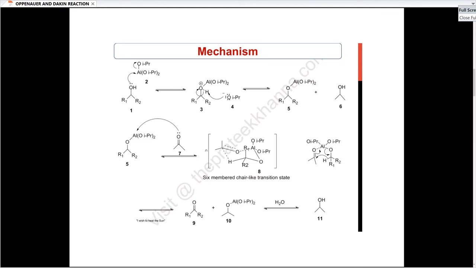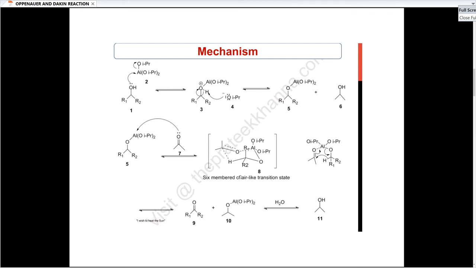Now let us see the mechanism of Oppenauer oxidation. The first step involves coordination of the secondary alcohol with aluminum. Aluminum, you know, is a Lewis acid. It has an empty orbital, which can accommodate a pair of electrons from the secondary alcoholic oxygen. And this leads to formation of a complex, and this complex will further coordinate with the ketone, which is acetone, to form a six-membered chair-like transition state.